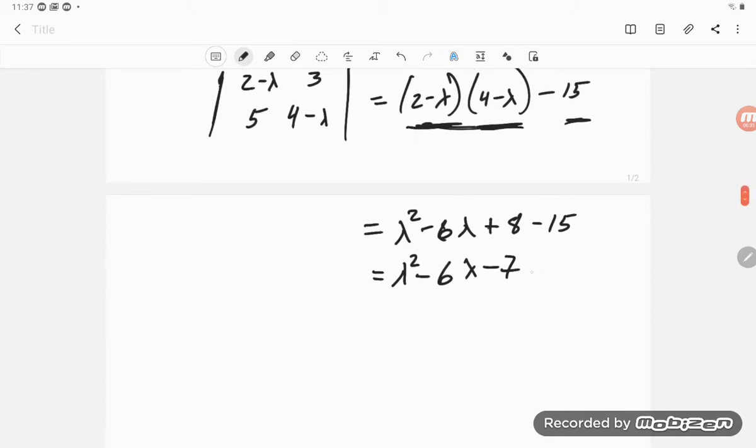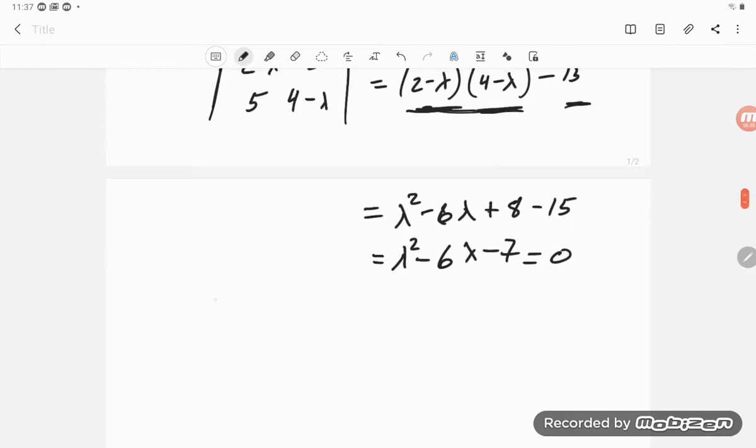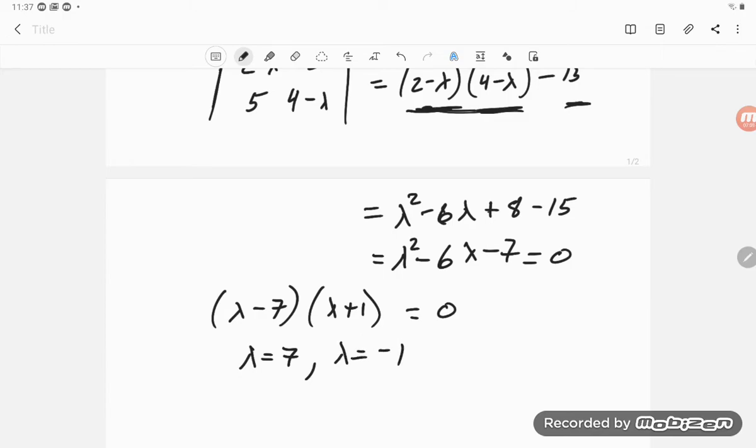So this is lambda squared minus 6 lambda minus 7. And I would like to set that equal to 0. And so I can solve that quadratic. Can I factor that? Yes, I can. I didn't know I'd be able to factor it, right? This is lambda minus 7 times lambda plus 1 is equal to 0. So lambda equals 7 or lambda equals negative 1.